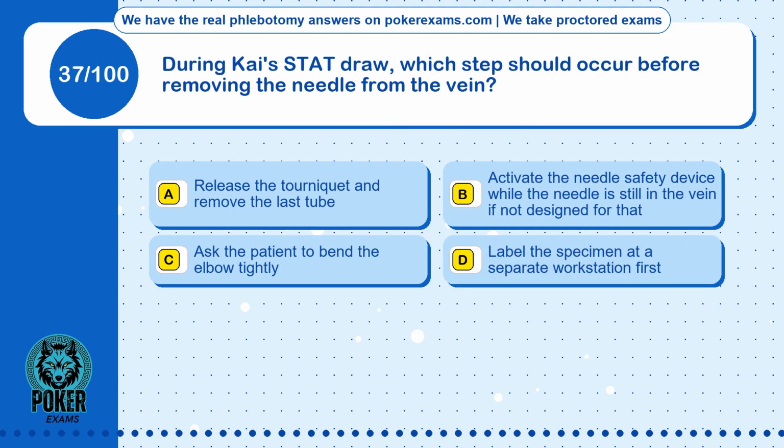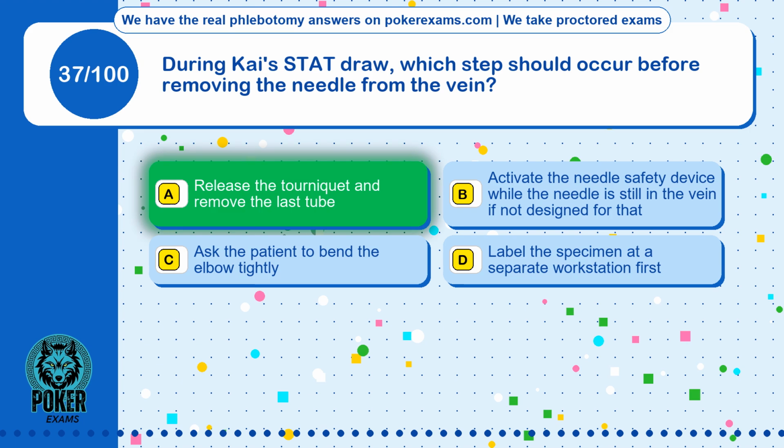Question 37. During a chi-stat draw, which step should occur before removing the needle from the vein? Option A. Release the tourniquet and remove the last tube. Option B. Activate the needle safety device while the needle is still in the vein if not designed for that. Option C. Ask the patient to bend the elbow tightly. Option D. Label the specimen at a separate workstation first.